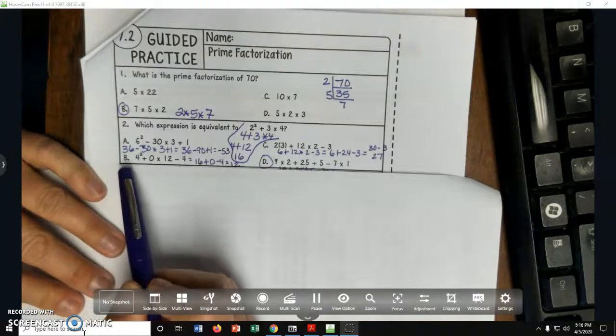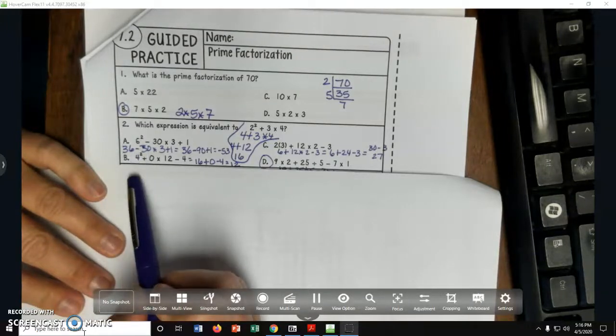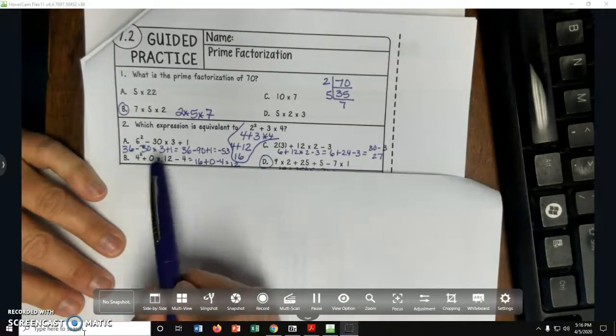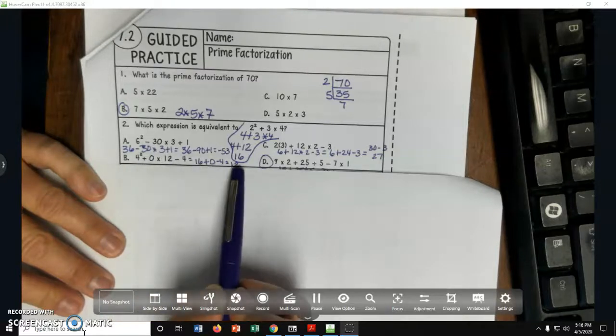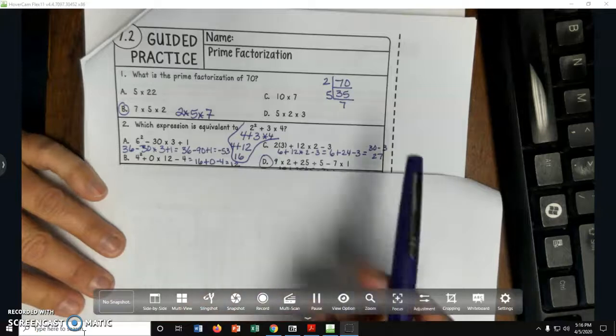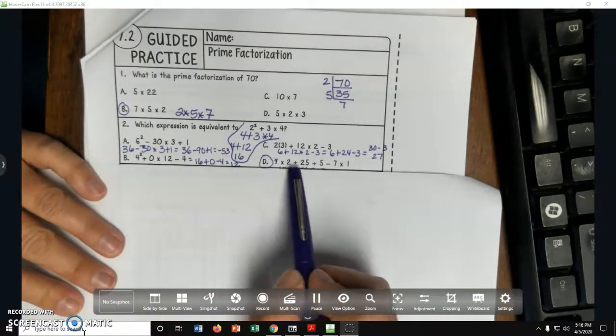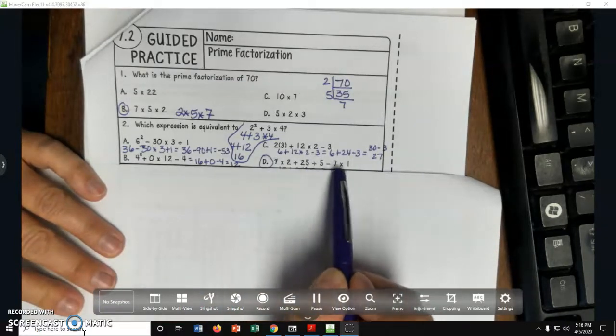Letter B. 4 squared is 16, 4 times 4. The next step after that would be to do this multiplying. 0 times 12 is 0 minus 4. 16 plus 0 minus 4 gives me 12. Not the right answer.